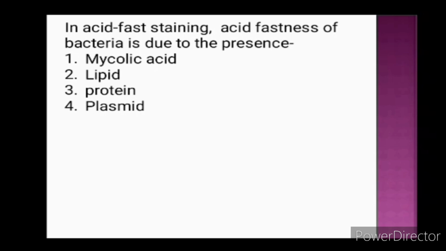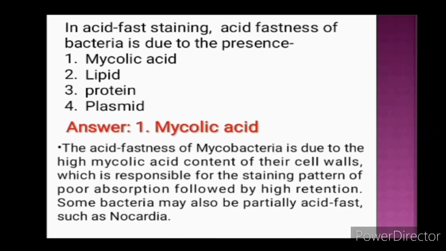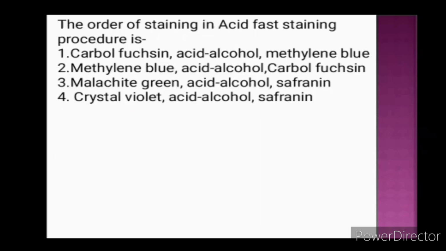Next question. In acid-fast staining, acid-fastness of the bacteria is due to the presence of option 1 mycolic acid, option 2 lipid, option 3 protein, option 4 plasmid. And the correct answer is option 1, mycolic acid. The acid-fastness of mycobacteria is due to the high mycolic acid content of their cell walls, which is responsible for the staining pattern of poor absorption followed by high retention. Some bacteria may also be partially acid-fast, such as Nocardia, whereas mycobacteria is totally acid-fast bacteria.